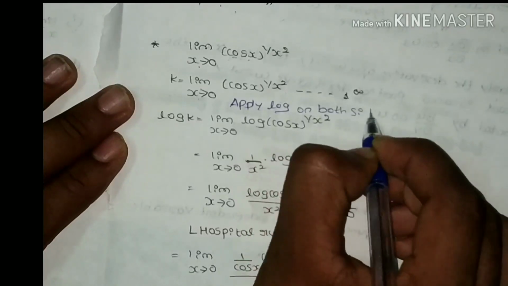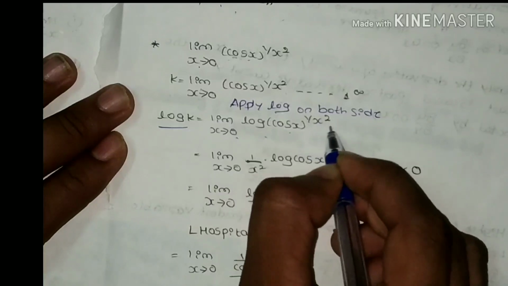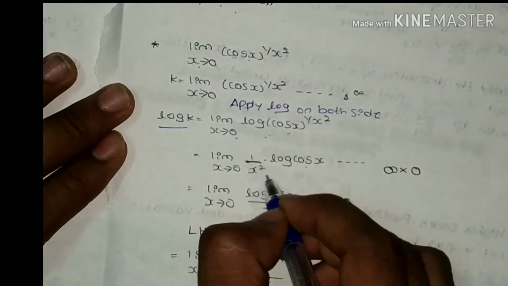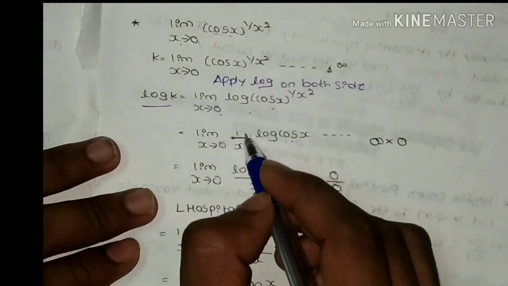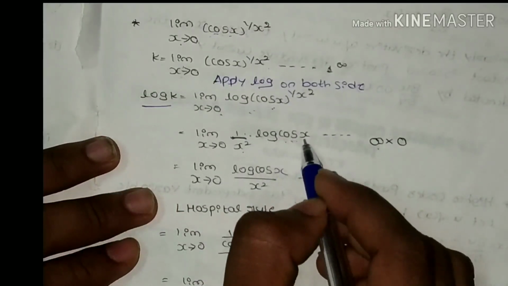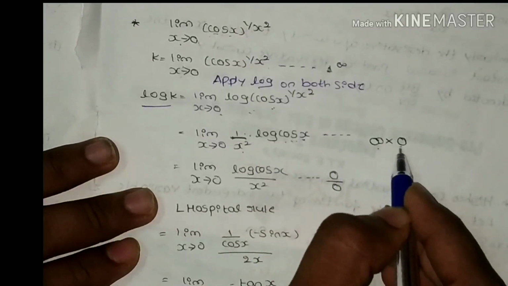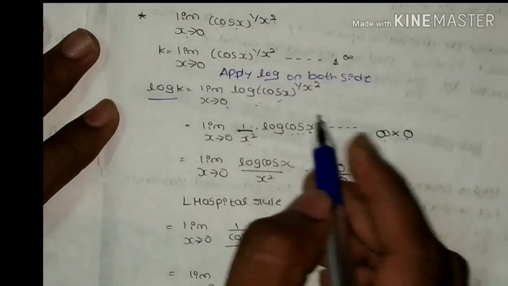We get log k is equal to limit x tends to 0 of log cos x raised to 1 by x square. It is in the form of log m raised to n, which can be written as n log m, that is 1 by x square log cos x. Now apply the limit. Here 1 by 0 is infinity, cos 0 is 1, and log 1 is 0. So it is in the form of infinity into 0. So here also it is not in the standard form.